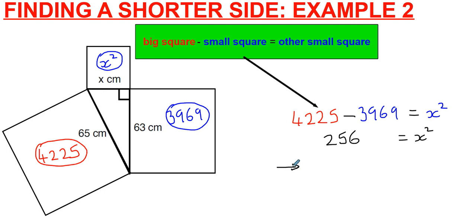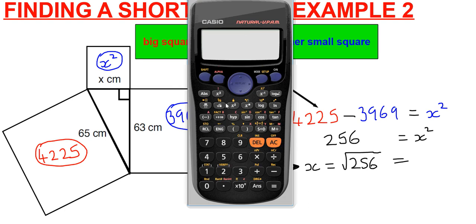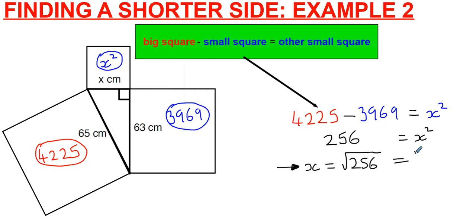And as you've probably guessed, the final step is to square root that final number. So x is the square root of 256. So show this on your calculator, should come to 16, unless I'm very much mistaken. Which for once I'm not, that's a relief. So x is 16 centimetres.